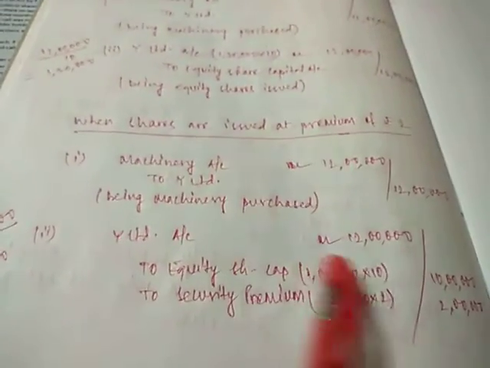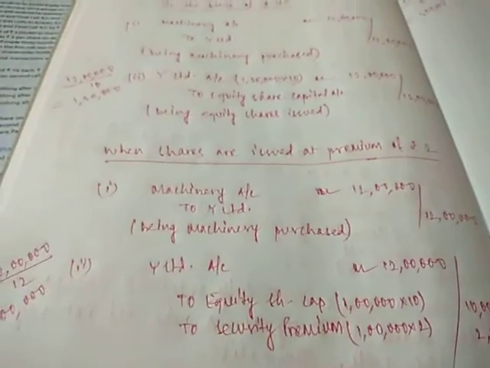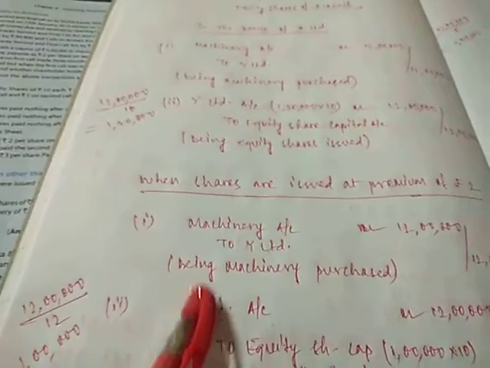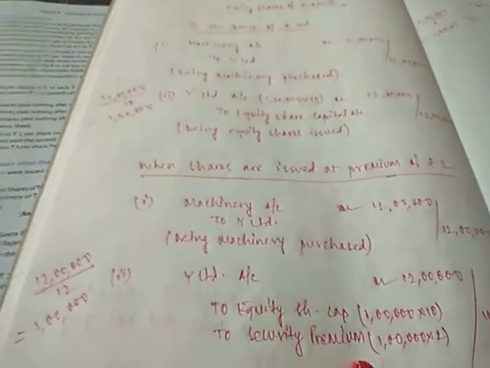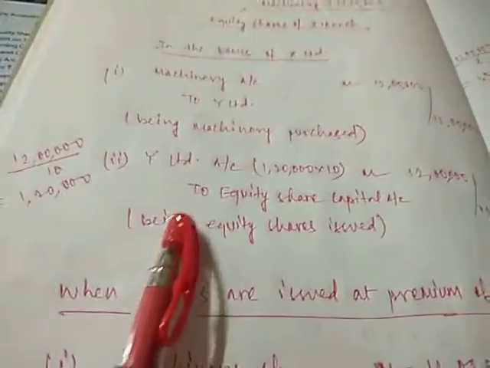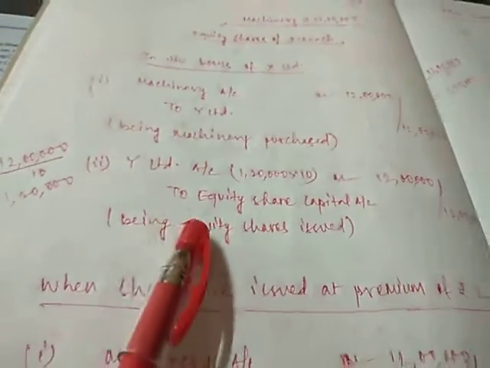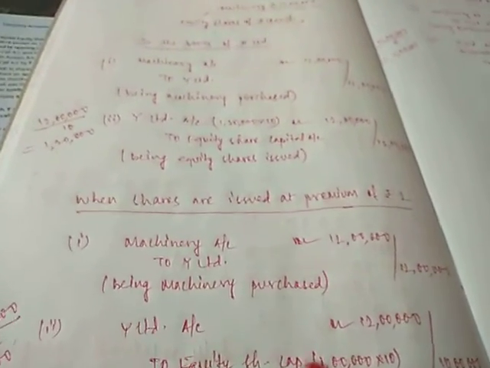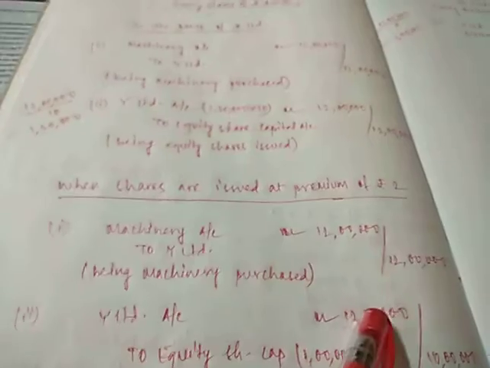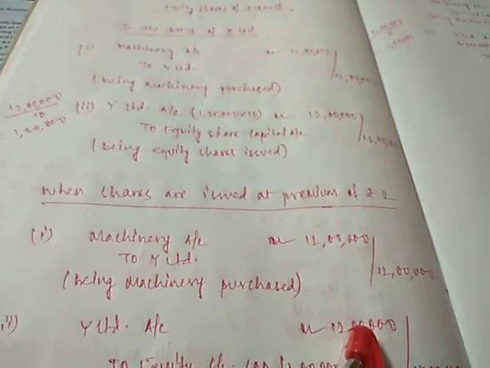So Y Limited account debit 12 lakh to equity share capital, to security premium. This will be the new entry. The previous entry was machinery account debit to Y Limited, and the second entry will be Y Limited account debit to equity share capital, to security premium. In the case of par, it was only Y Limited account debit to equity share capital, there was no security premium in the second entry, but here in the second entry you will get security premium. Always remember, the value of Y Limited will never change. Whether it is a question of par, premium, discount, whatever, Y Limited account debit will remain 12 lakh.